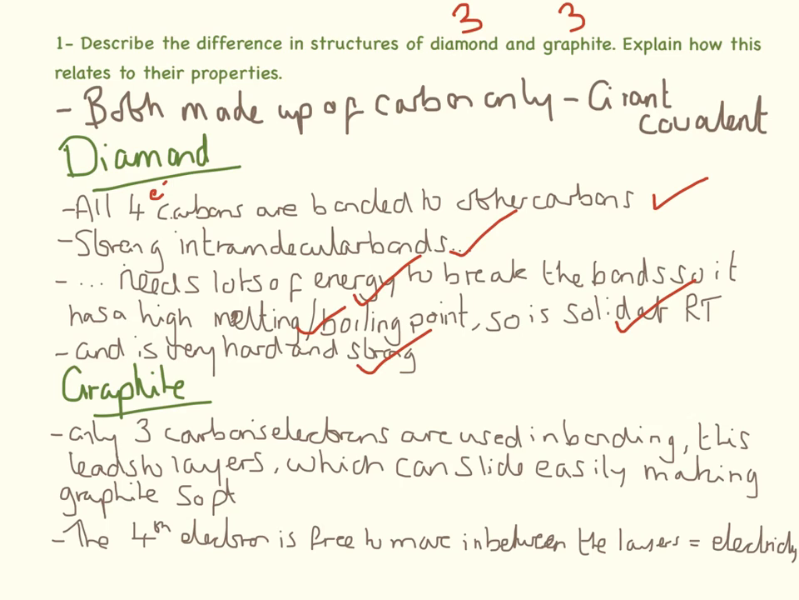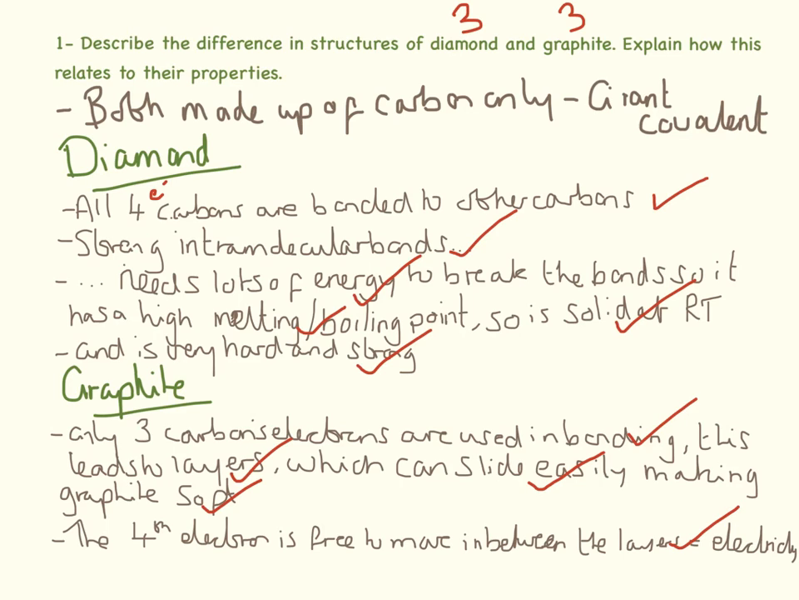They're generally going to be more than you can actually get marks for, which is a really good thing for you. So in graphite, you need to know that only 3 of the electrons are used in bonding. This leads to layers. They love this word in C2. And the layers can slide over each other, making graphite soft. The 4th electron is free to move in between the layers, and this means that graphite can conduct electricity.